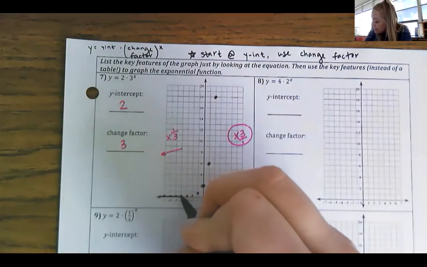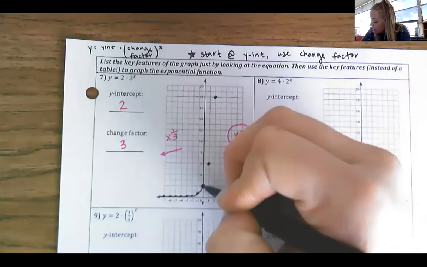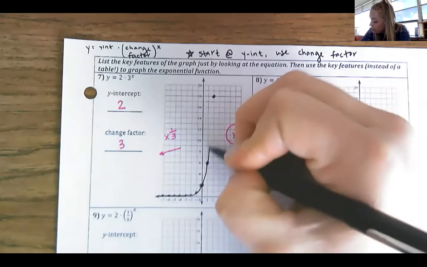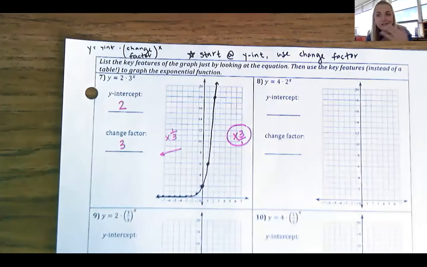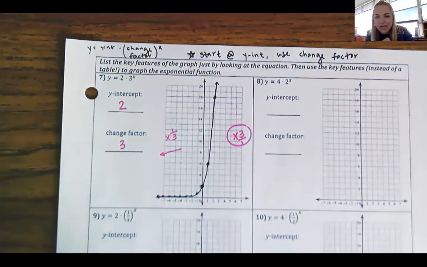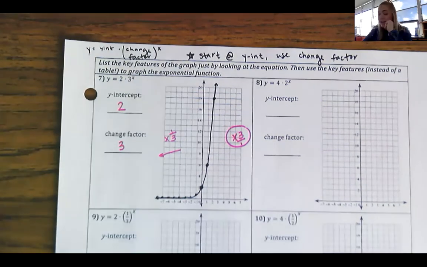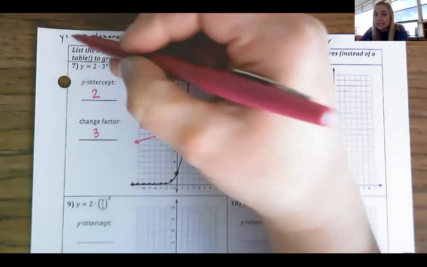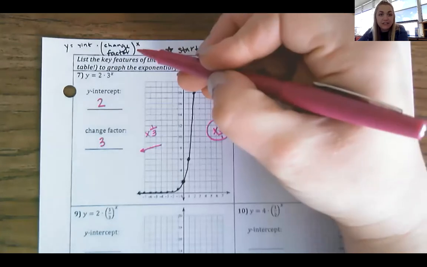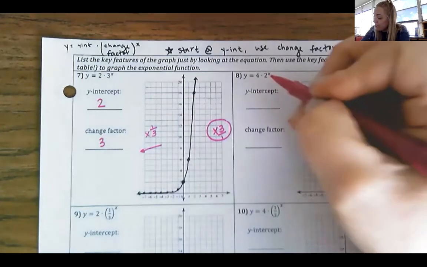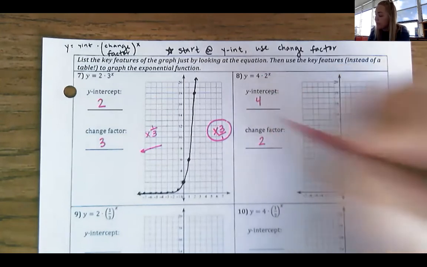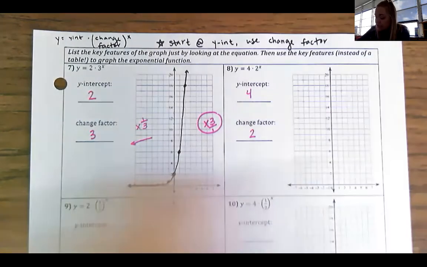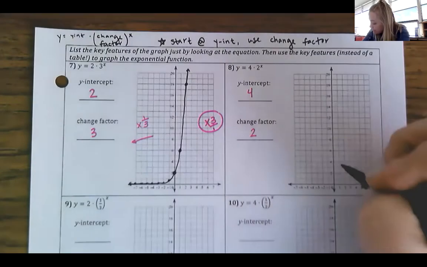So let's connect our dots. And that was way faster than drawing a table. If you're really bad at connecting these dots, try to get better because it's a fun little challenge. Okay, let's go to problem number 8. Again, no table on problem number 8. The y-intercept is in front. The change factor is beneath the x. So my change factor beneath the x is 2. My y-intercept is 4. So I would start with my first dot at positive 4 on the y-intercept.